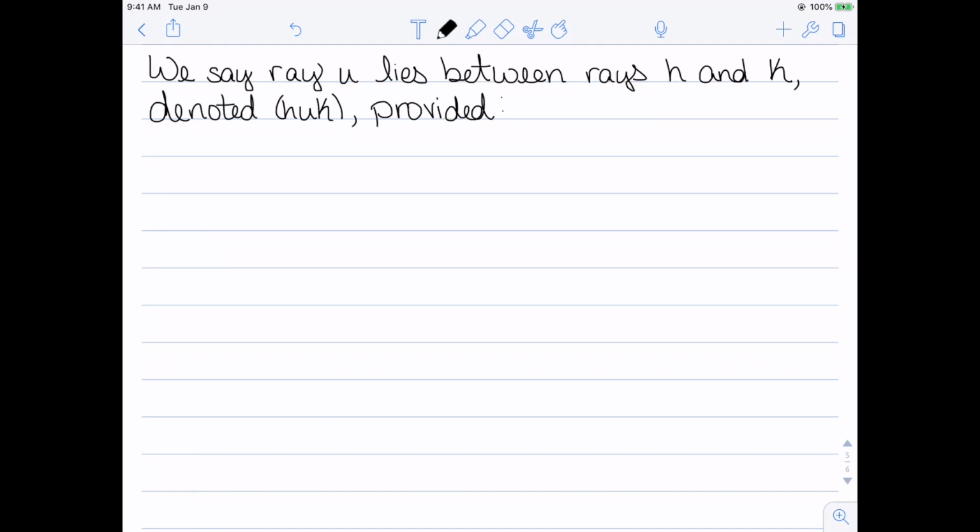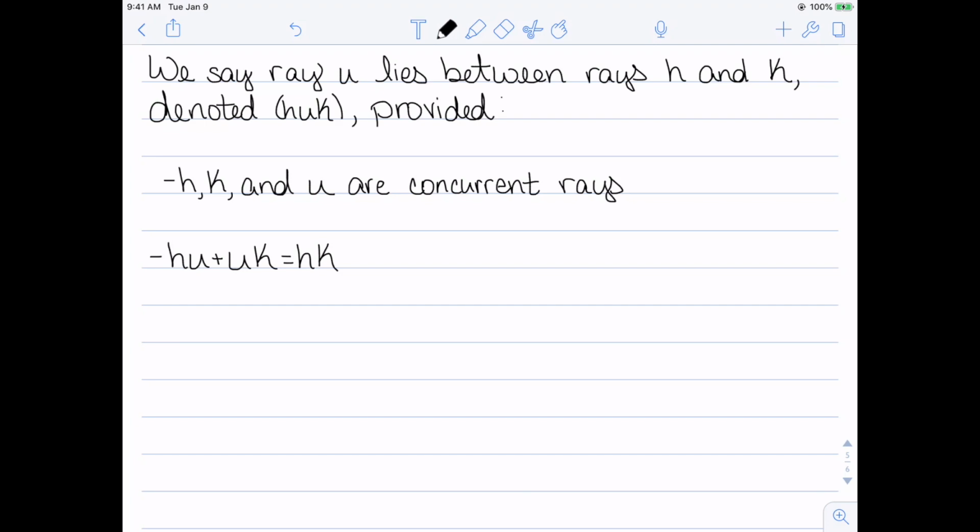Now that I've defined the measure of an angle, I can talk about betweenness for rays. We say that a ray U lies between two rays H and K, denoted by (HUK) in parentheses, provided two things are true. The first thing we need is that H, K, and U are concurrent rays. So this just means they all have a common endpoint. The other condition is that the measure of the angle between rays H and U plus the measure of the angle between rays U and K is equal to the measure of the angle between H and K.